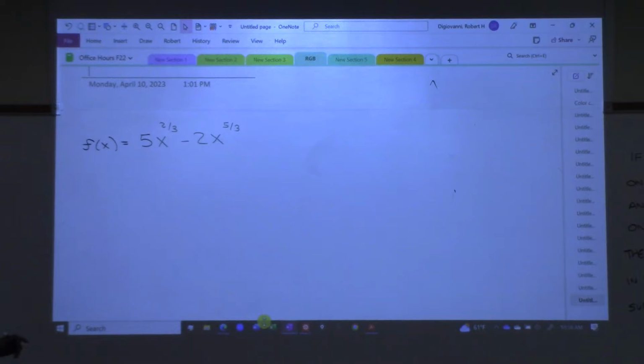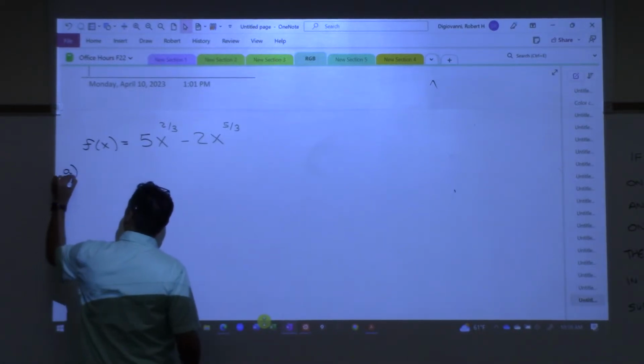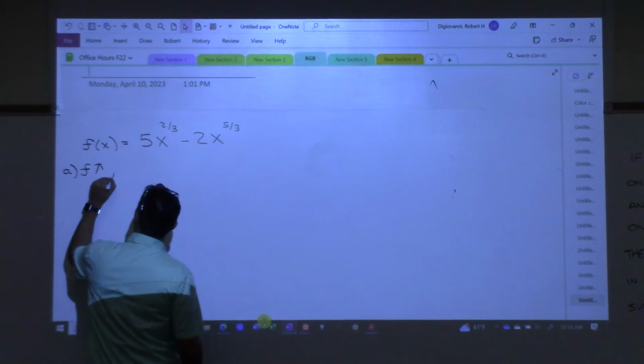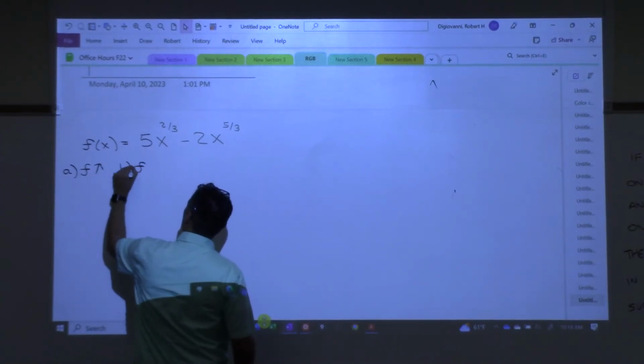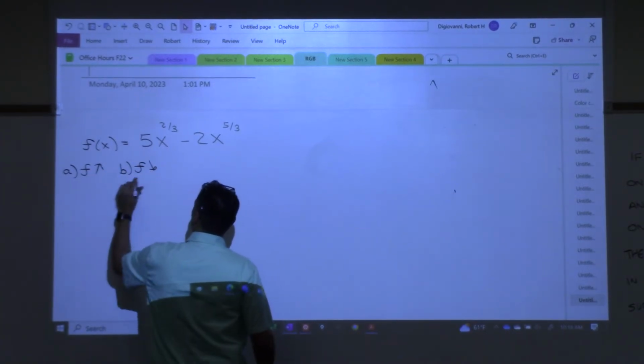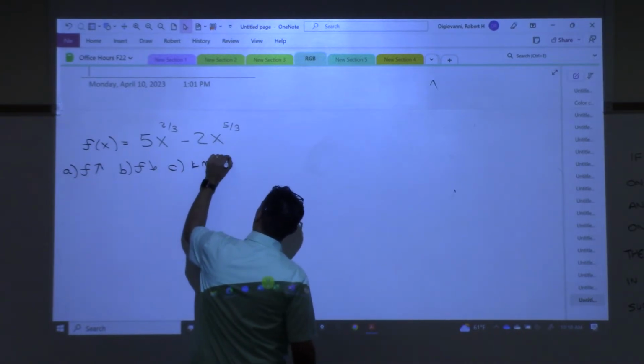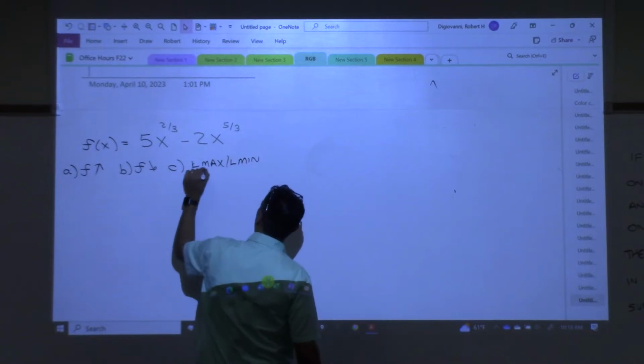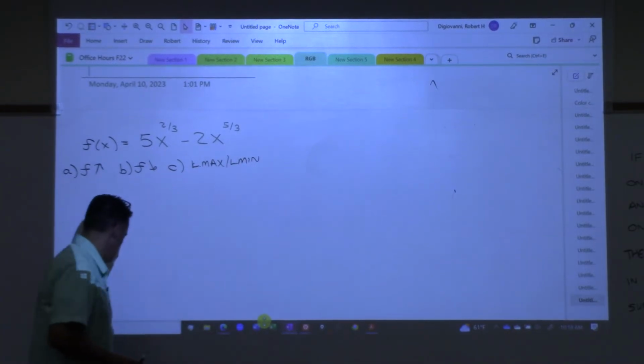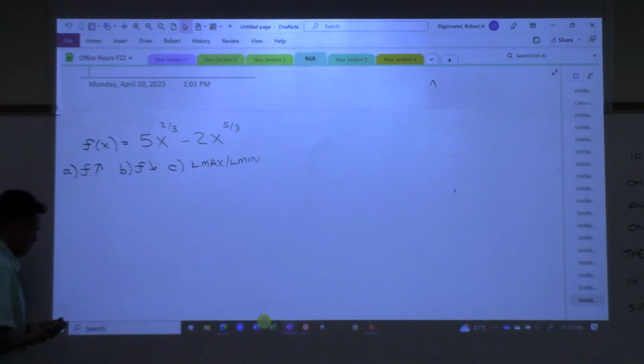Same questions as the last one. Part A, figure out where this function's going up. Part B, figure out where this function's going down. Part C, local max, local min. All right? Local max, local min. Start with the derivative.